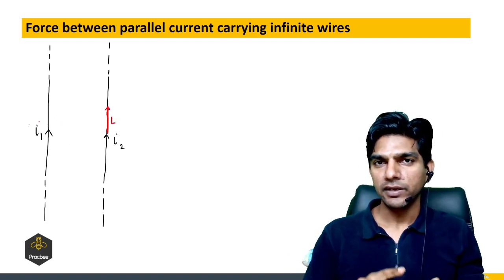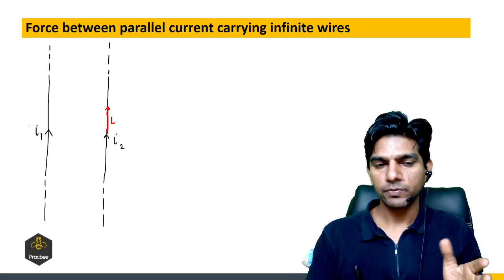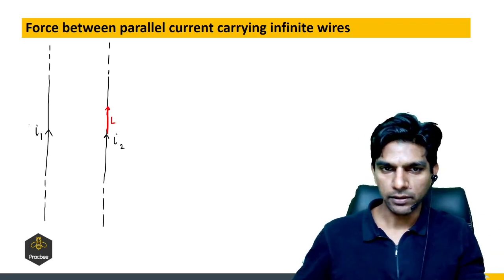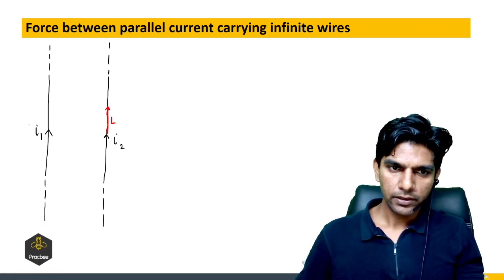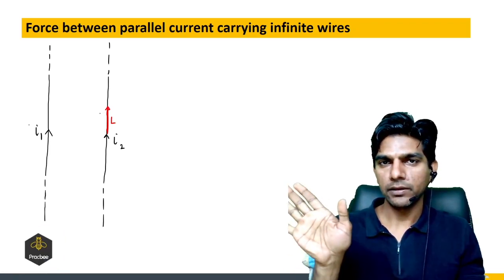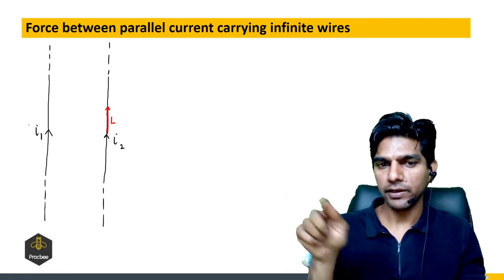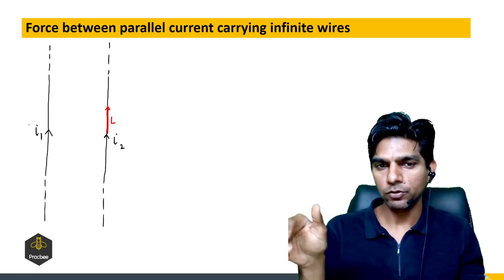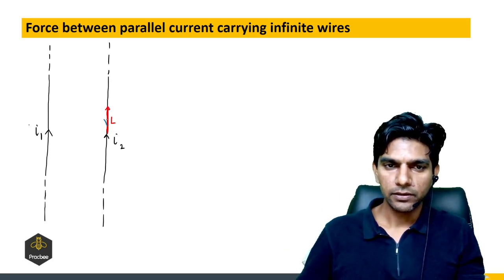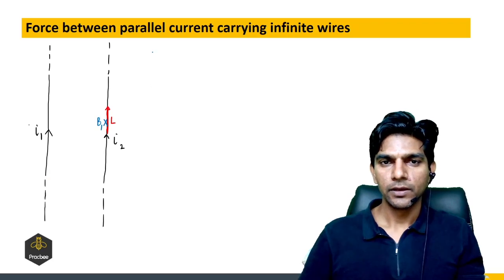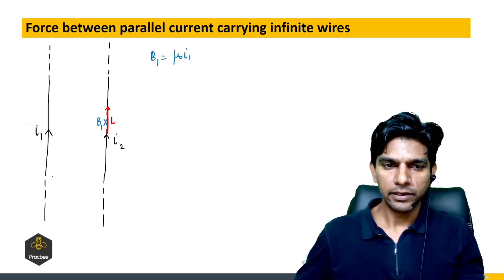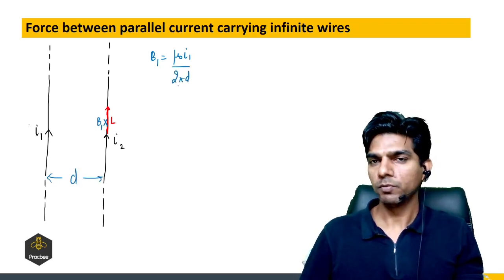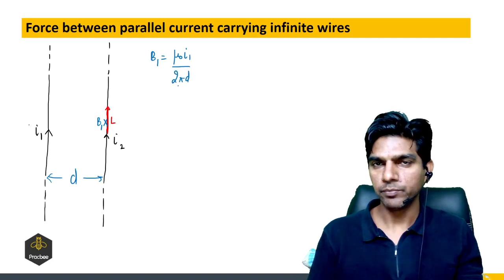Now first I'll find the magnetic field produced by the first wire at the location of L. So that magnetic field will be, by applying the right hand curl rule, into the plane at the location of the second wire. So this is B1, let us say, right? And B1 is mu naught I1 upon 2 pi D, where D is this distance. This formula we have already derived by using Ampere's circuital law.